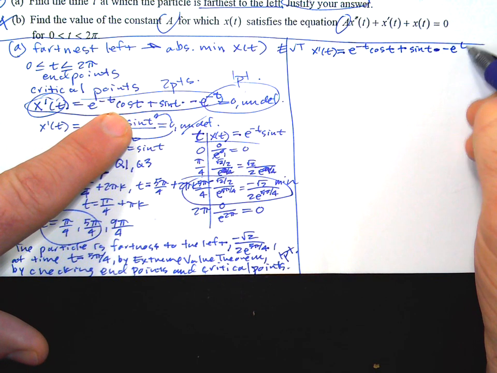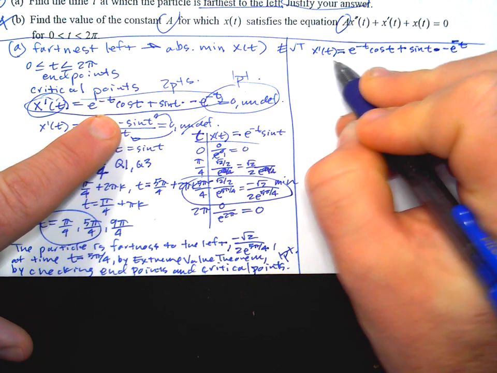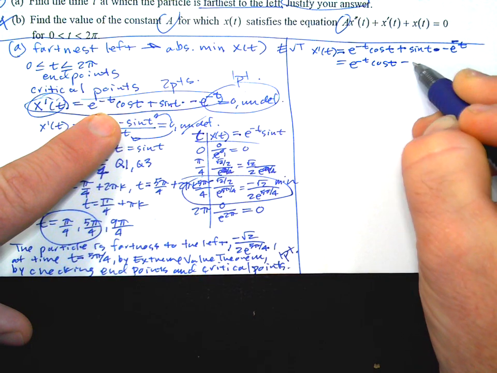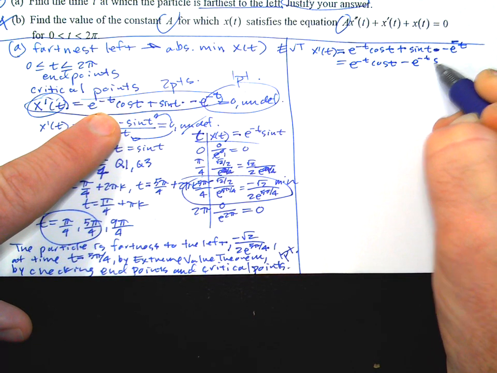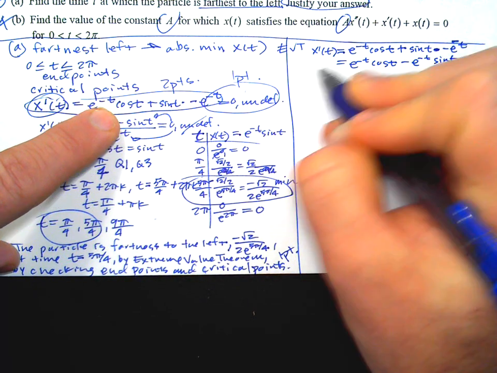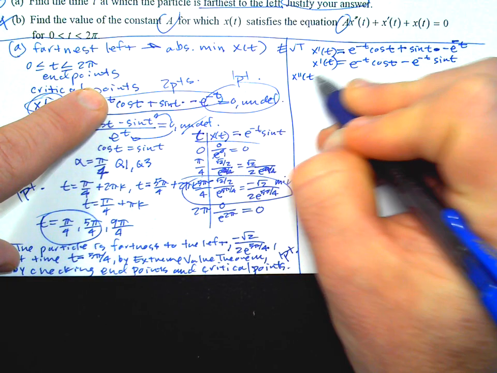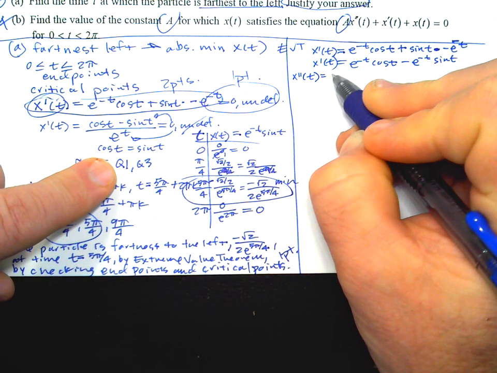I'm going to clean it up. So e to the negative t cosine t minus e to the negative t sine t. So that's x prime. And then we have to find x double prime, which is going to be even messier because we have two product rules here. So e to the negative t.